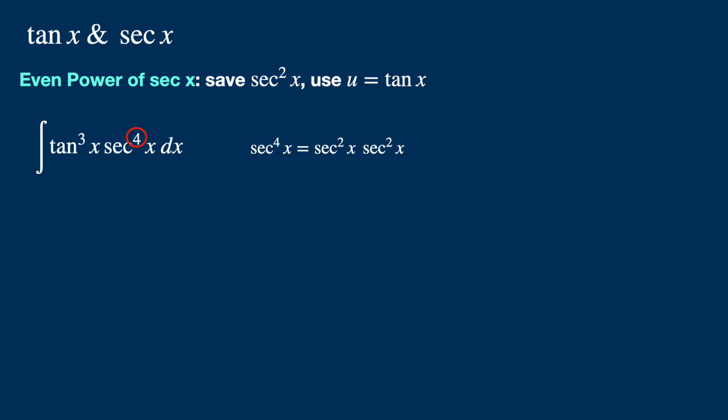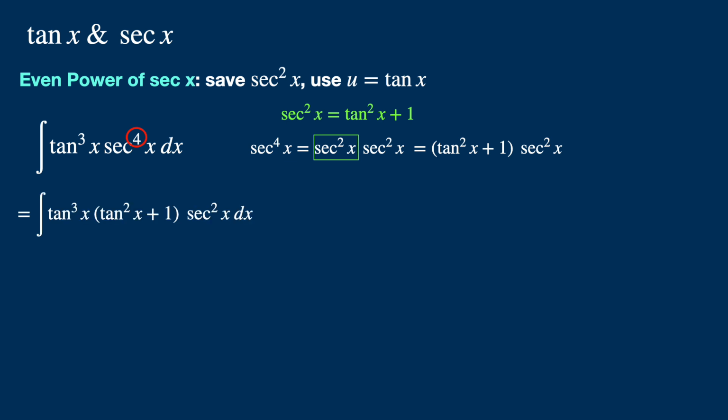The 4 is going to be separated into secant squared x times secant squared x. So save one secant squared x, and the other secant squared x is going to be replaced using secant squared x equals tangent squared x plus 1. That's another Pythagorean identity. Then you have tangent squared x plus 1 times secant squared x. Guys, understand that? With an even power of secant, you save one secant squared x, and the other secant squared x is replaced with the Pythagorean identity secant squared x equals tangent squared x plus 1.